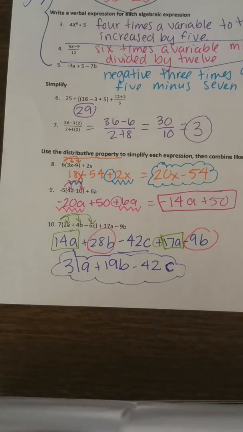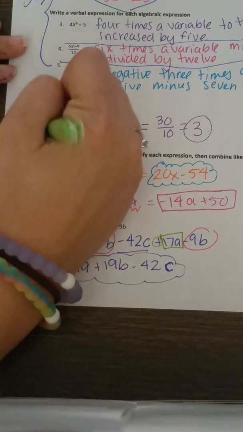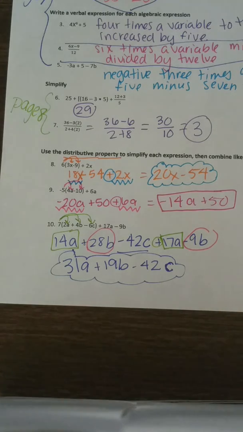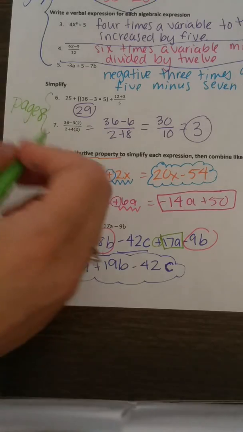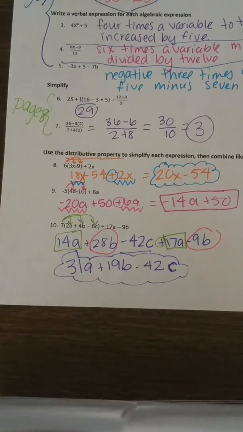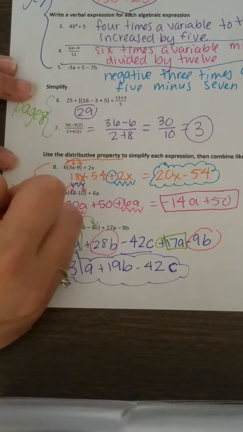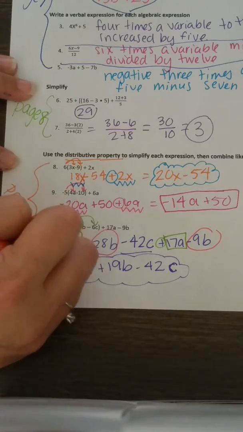All right, 6 and 7 are on page 8. And 8, 9, and 10 are on pages 9 through 10.